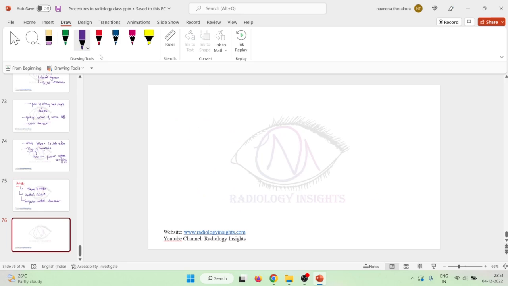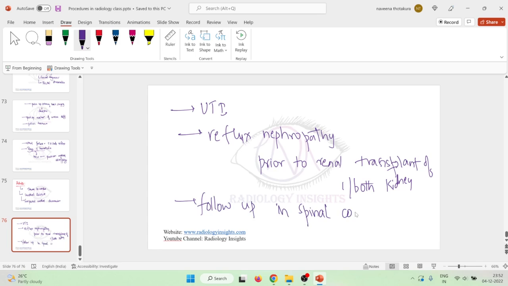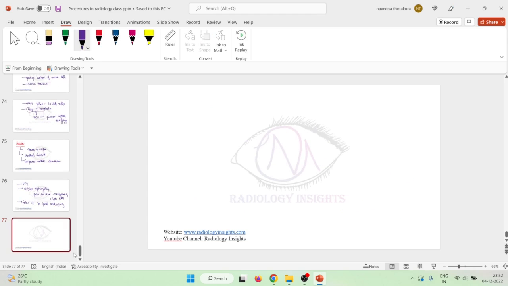Next, among other indications, micturating cystourethrography can also be used in UTI or reflux nephropathy. Especially it is done prior to renal transplant of one or both kidneys. It can also be used as follow-up in spinal cord injuries. So mainly these are the indications of micturating cystourethrography.